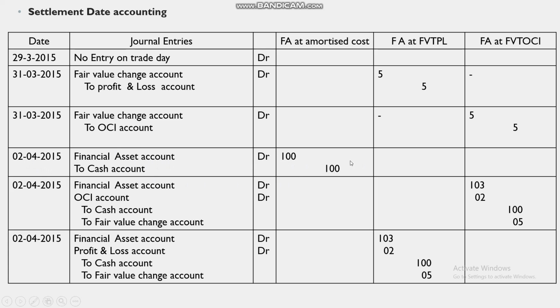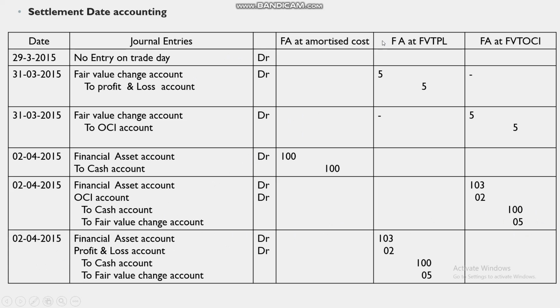This is the entry at amortized cost, 100 and 100. The entry for fair value through profit and loss and fair value through other comprehensive income is like this. So financial asset account is 103, other comprehensive income account is 2 lakhs, and to cash account, how much we need to pay? It is 100, and to fair value changes account, how much has it changed? 5. Am I right? So this is the entry.